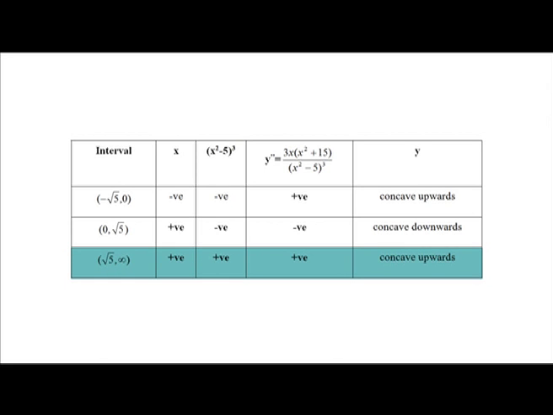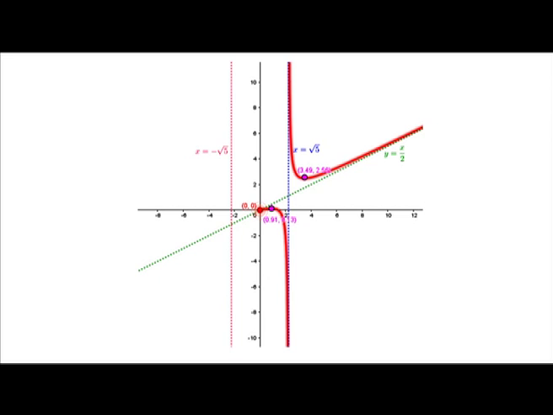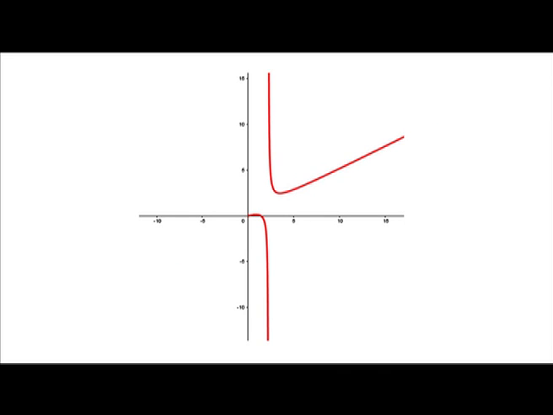In the interval root 5 to infinity, x is positive, (x square minus 5) whole to the power 3 is positive, and hence y double dash is positive, and hence y is concave upwards. Hence, it is clear that x equal to 0 is a point of inflection. We have completed sketching to the right side of y axis.